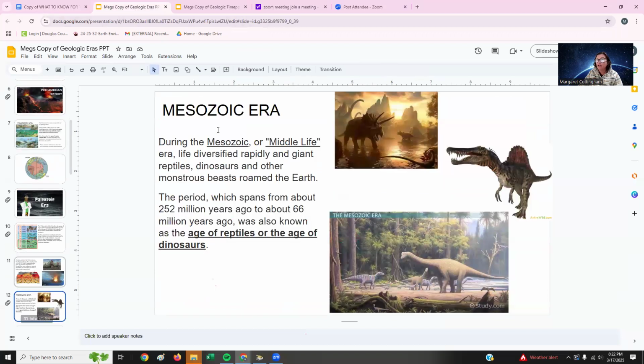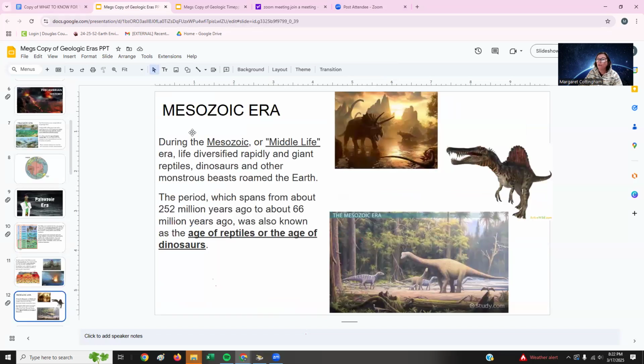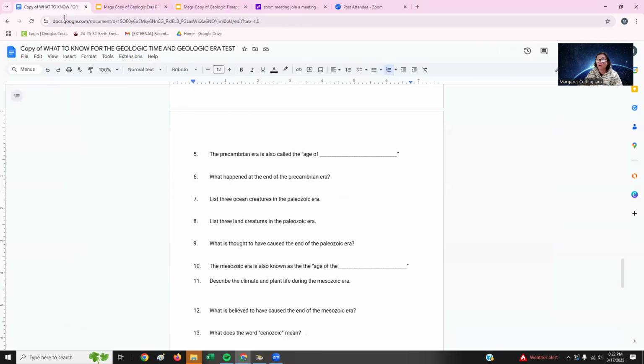So the Permian period, mass extinction, lots of volcanoes. That's what it was. So during the Mesozoic era, this was the age of the dinosaurs. Okay. So Mesozoic was the age of the dinosaurs.